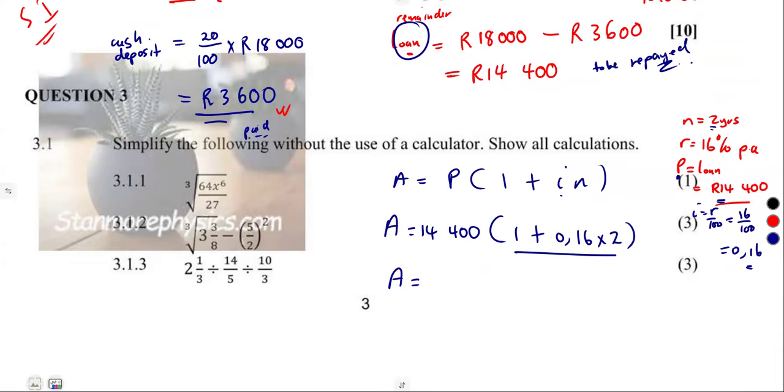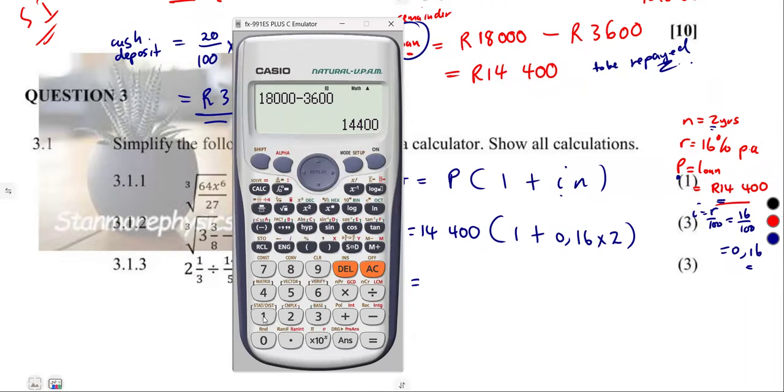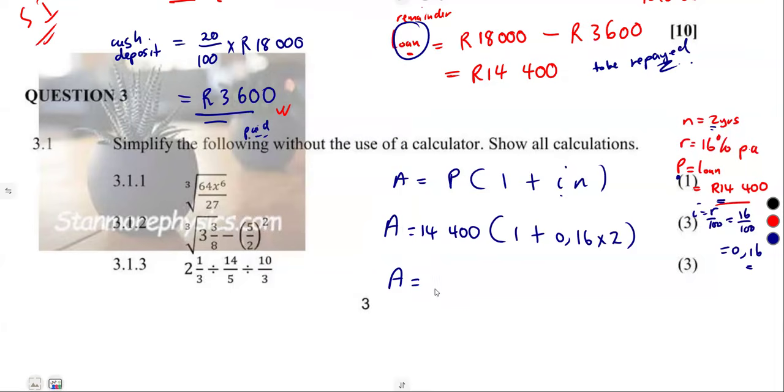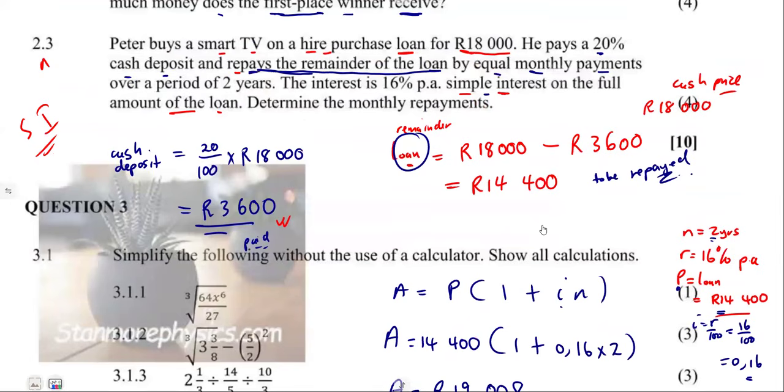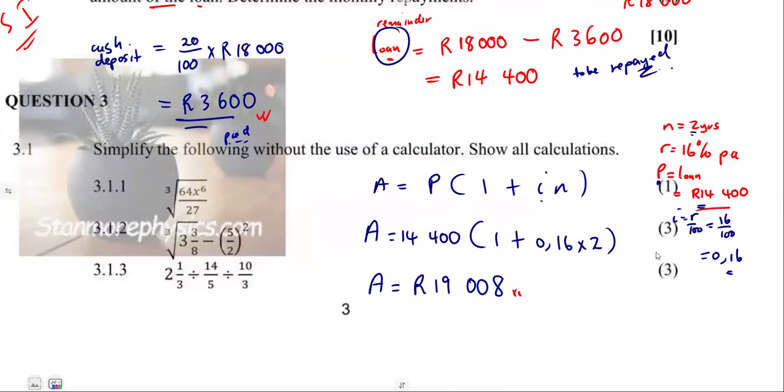All right, you can simplify what is inside the bracket or just simplify everything at once. 14,400 open bracket 1 plus 0.16 times 2. So this is going to give us 19,008. This is what he must pay, what is to be repaid, accumulated. The loan that we had initially is accumulated to this amount.